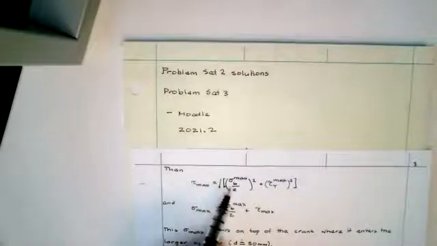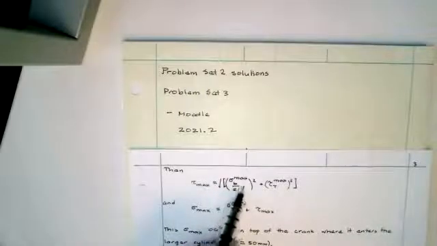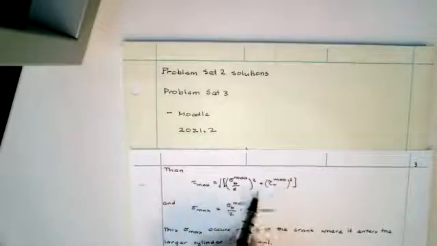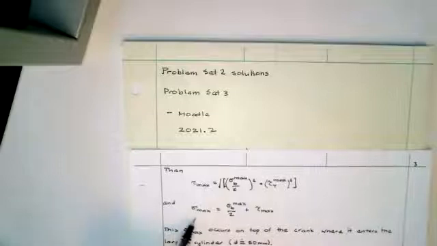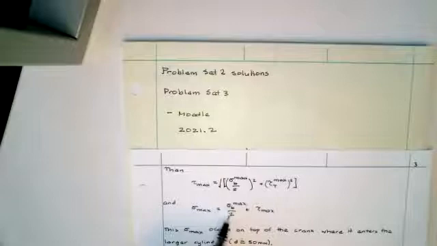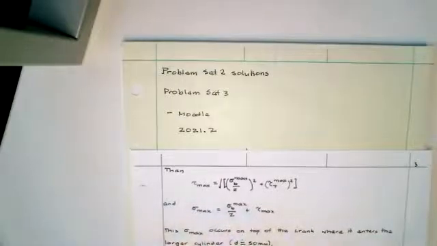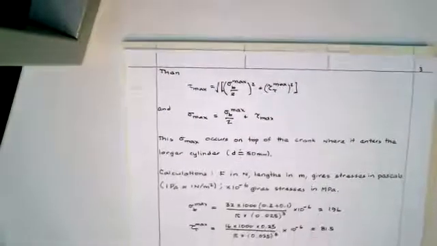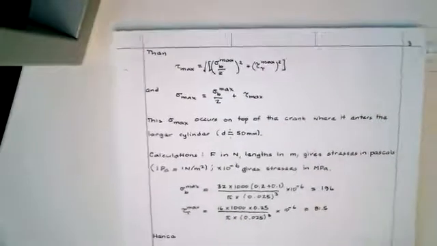For tau max, there's only one normal stress, so you divide it by 2 and square it, add the tau t squared, and take the square root. And to get sigma max, you take the average stress, sigma b max upon 2, plus tau max. And these are just the calculations.